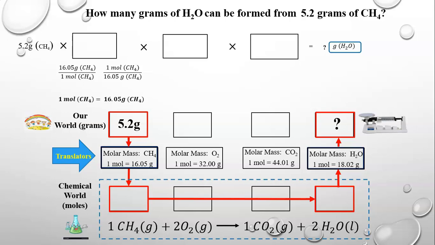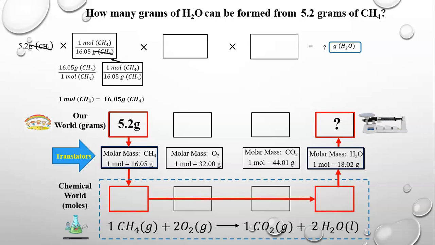Well, at the beginning we have 5.2 grams of CH4. Grams of CH4 does not appear in our final answer, so we need that to cancel out. So we're going to choose the one that makes grams of CH4 cancel out. It's that second ratio right there. We're going to put that in. We're going to cancel grams CH4, grams CH4.